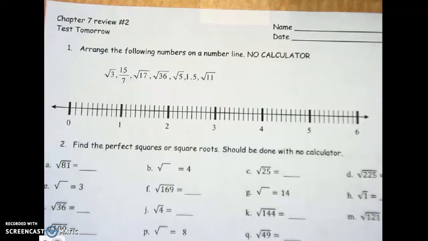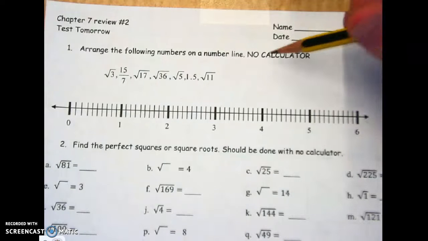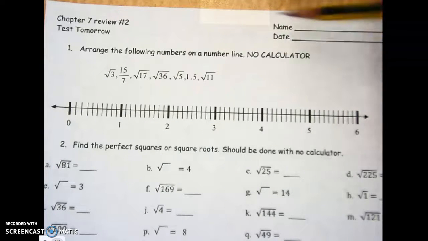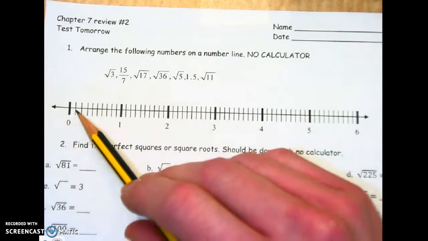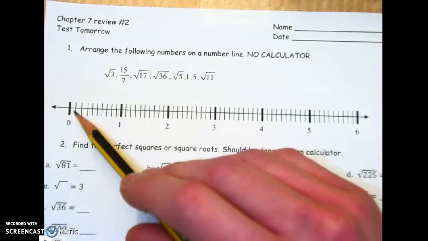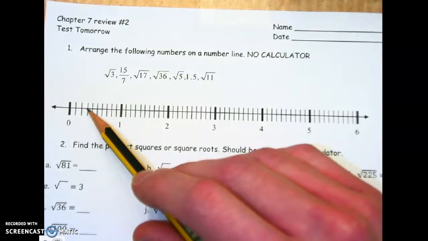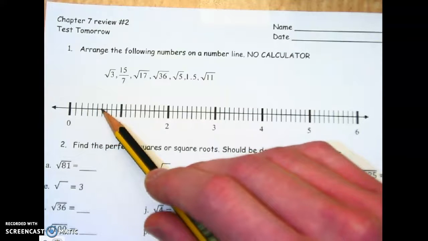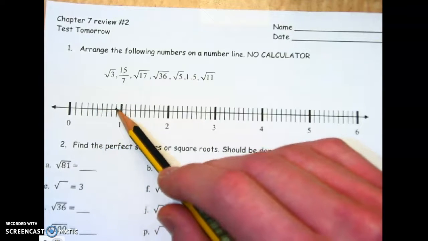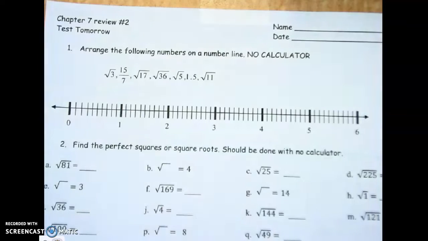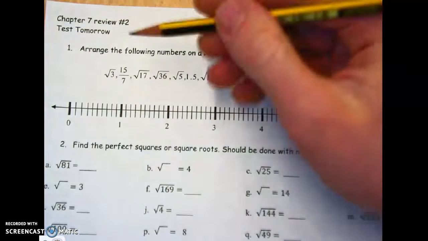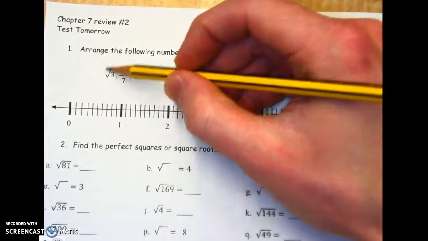Alright, here is number 1 on the chapter review. Arrange the following numbers on a number line, no calculator. So let's just take each one. Something that we'll notice is there's exactly 10 nicks. So each one is 0.1, 0.2, 0.3, 0.4, 0.5, 0.6, 0.7, 0.8, 0.9, and then it rounds up to the next one. So let's estimate this one and get it on the number line.